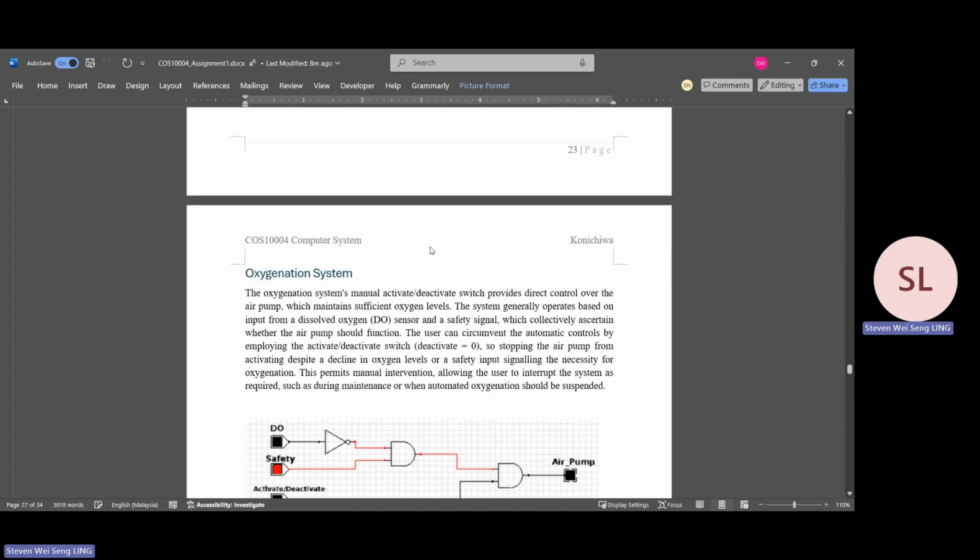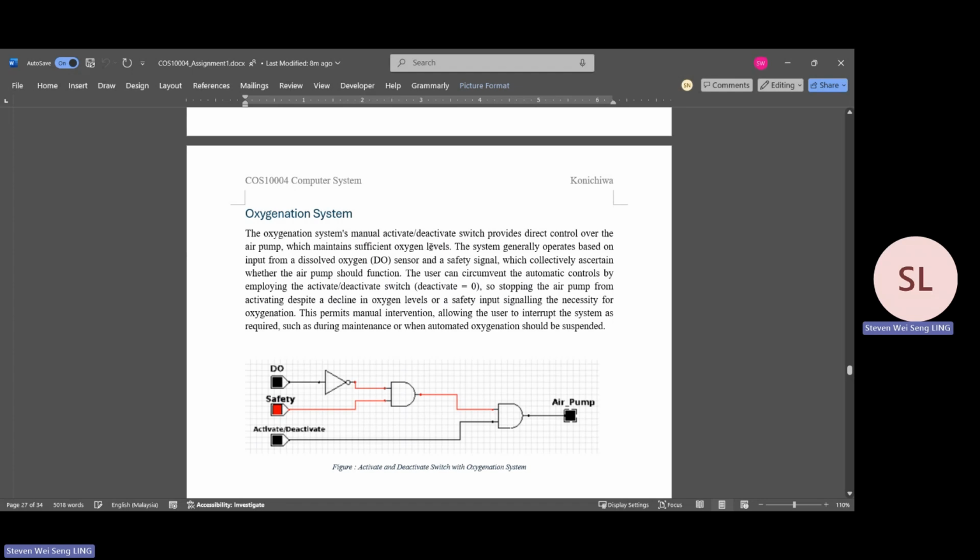Then there is the oxygenation system. The oxygenation system's manual switch provides direct control over the air pump, which typically operates based on dissolved oxygen levels and safety signals. When the system is deactivated, users can stop the air pump, even if oxygen levels are low or safety signals indicate a need. This enables manual interventions during maintenance or when automatic oxygenation should be paused.